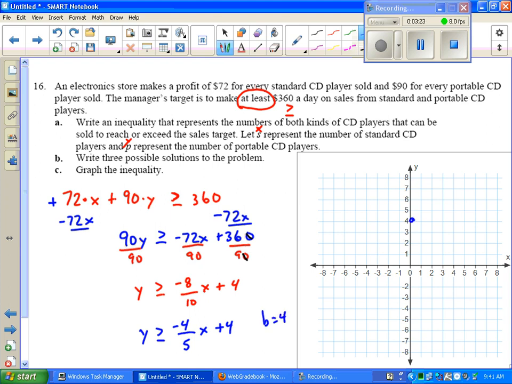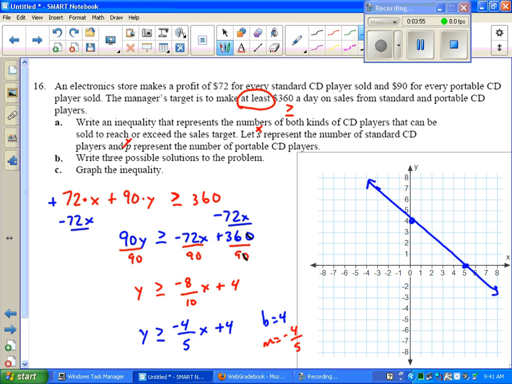So begin at 4. It says graph the inequality. Our M value is negative 4 over 5. Remember, negative 4 tells us to go down 4, and positive 5 tells us to go to the right 5. So down 4 and to the right 5 would be our second point. Our inequality says greater than or equal to. So that's going to be a straight line, not a dashed line in this case.